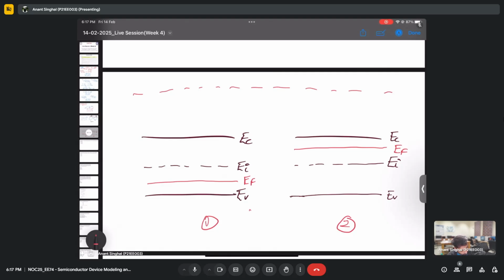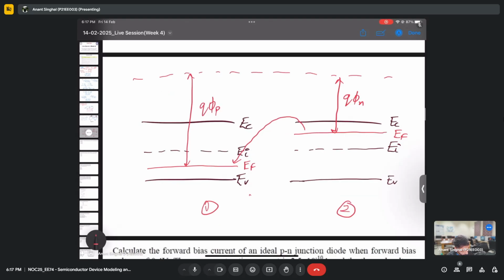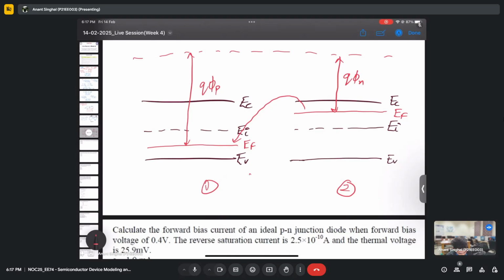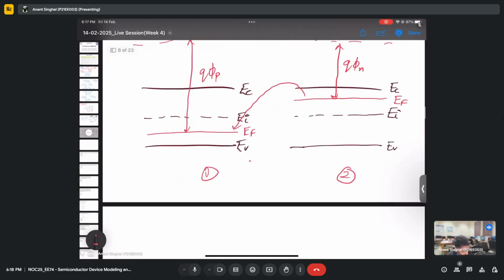From N to P, yeah. Yes, from higher Fermi level to lower Fermi level, or from a lower work function, let's say I'm denoting it as phi n, to a higher work function. So this is how the flow of electron will be. This is what I wanted to let you know.